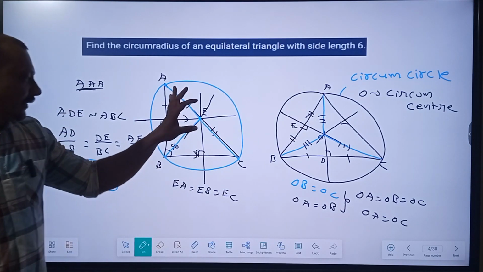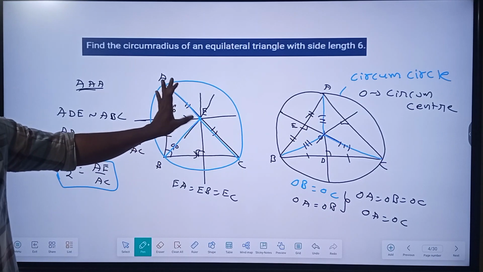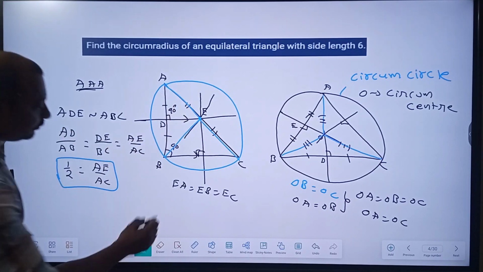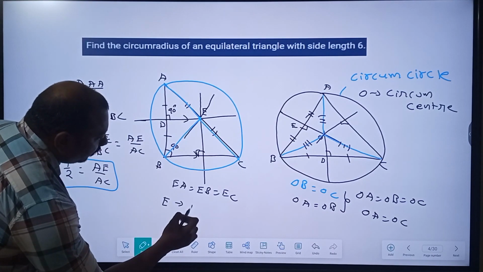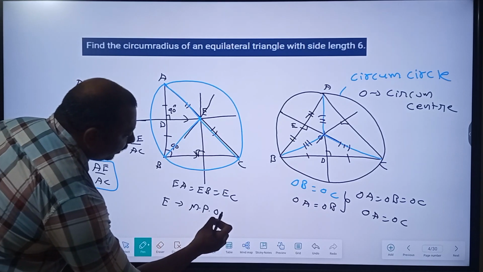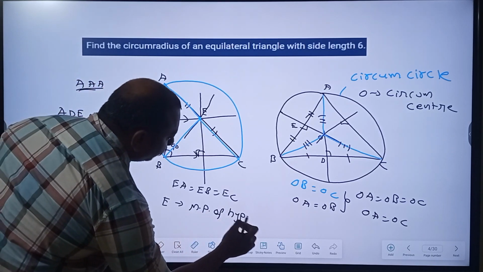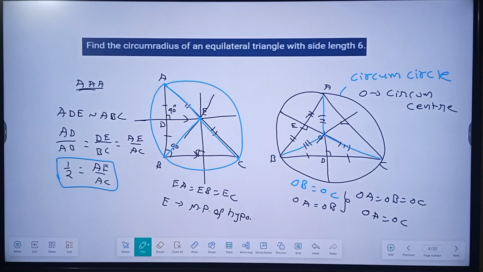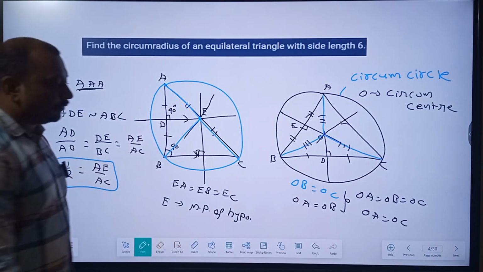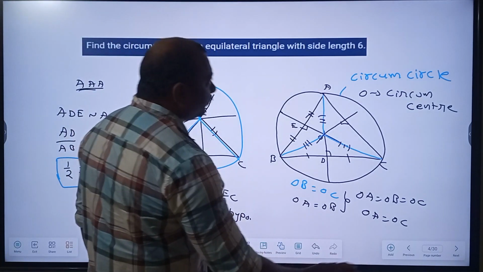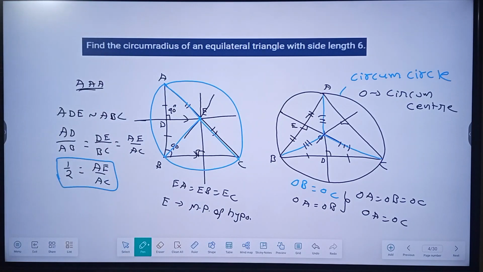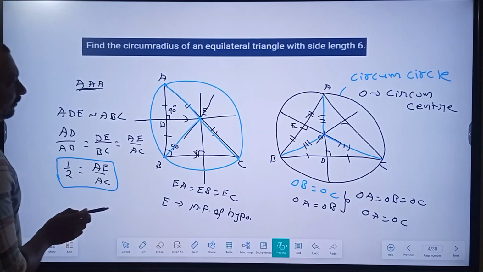Right, so the circumcenter of a right angle triangle is the midpoint of the hypotenuse AC. Midpoint of hypotenuse. Okay, midpoint of hypotenuse. Right, clear now? Now what they are asking now, find the circumradius of an equilateral triangle.